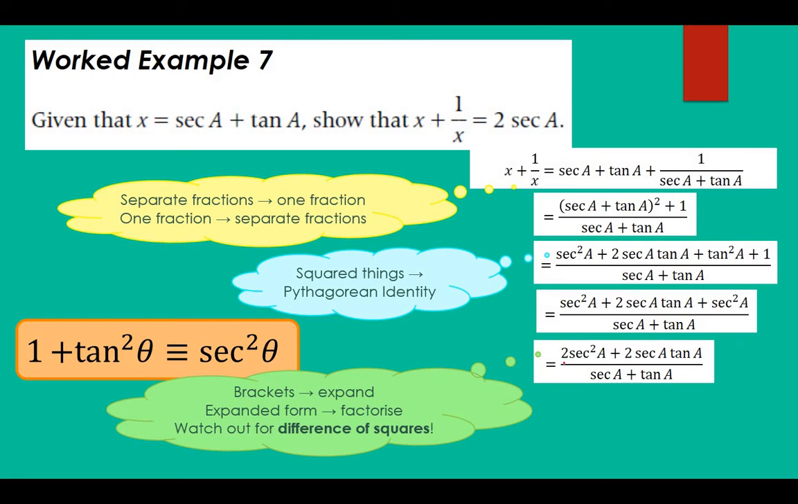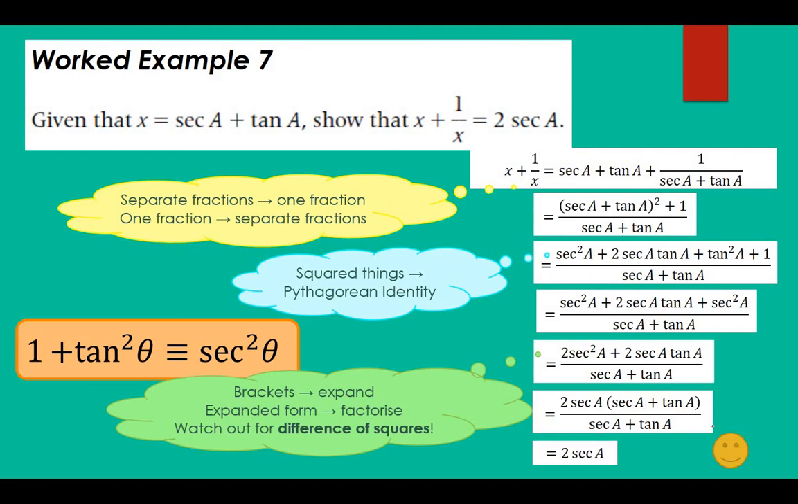Now you might notice that sec appears in every term in the numerator, so we can take that out as a common factor, which is super, because then the thing in the brackets matches the denominator and those cancel, and we end up with the right hand side.